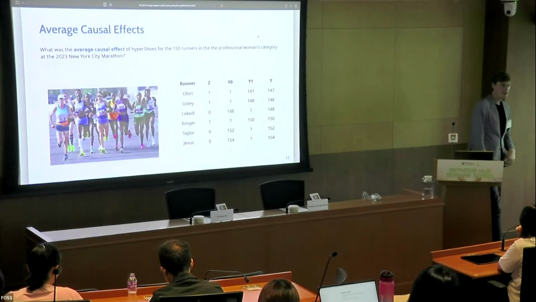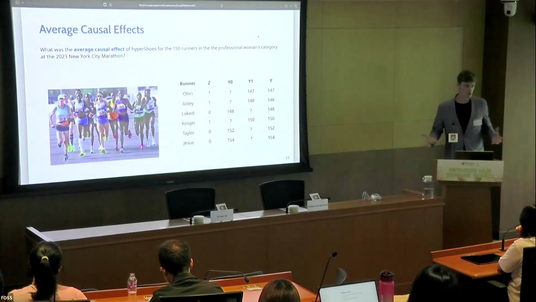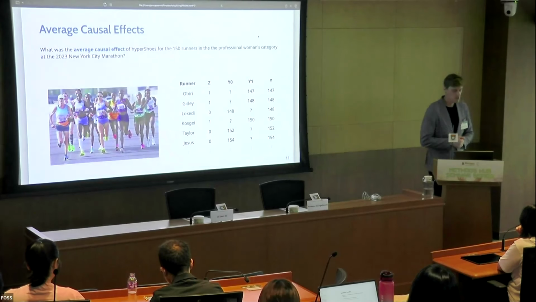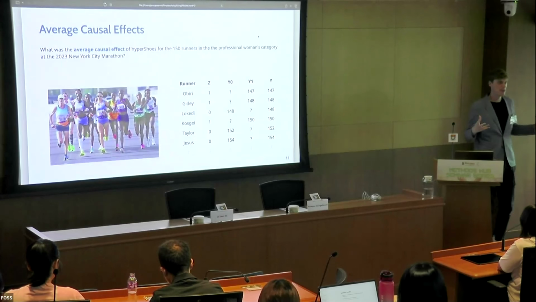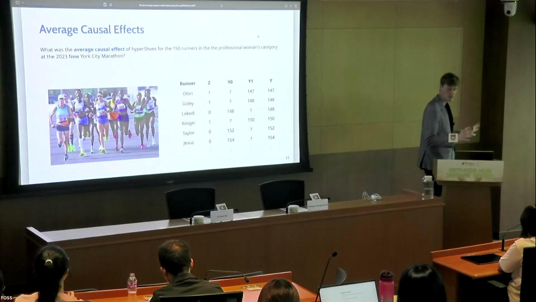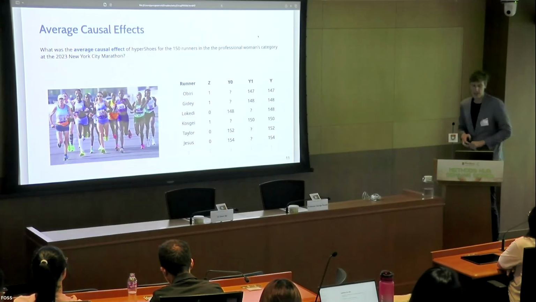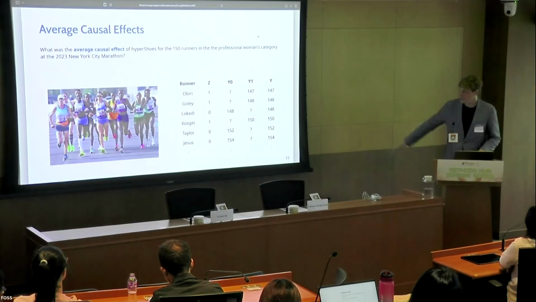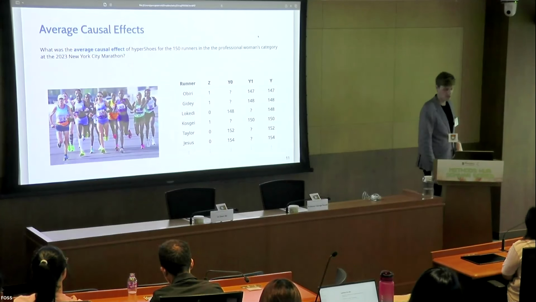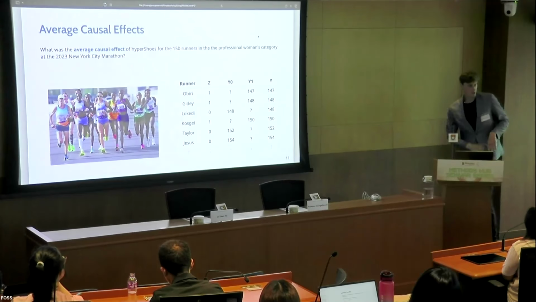What we can do, instead of looking at a single person's causal effect, is think of average causal effects. An average causal effect asks: what if we had a bigger group of people? Maybe we can think about how well the hypershoe works on average across this group. So instead of looking at just Helen, imagine we look at the 150 runners in the professional women's category of the New York City Marathon. Now we have a whole bunch of runners. I'm only showing the first few, but imagine this goes all the way to 150.